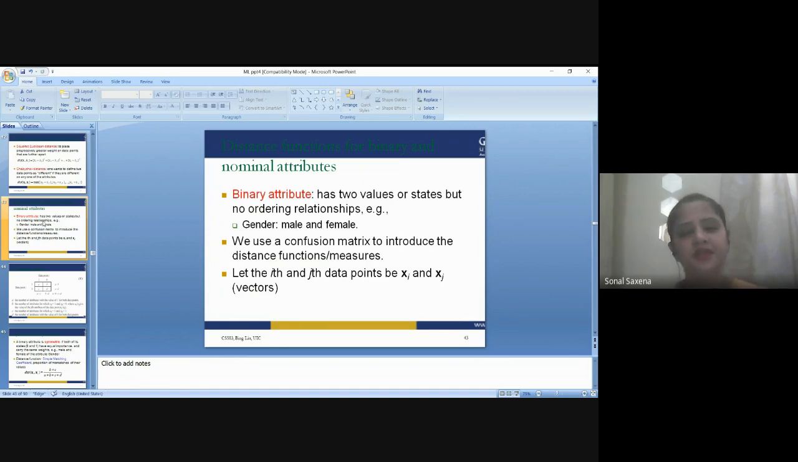Now, what are the distance functions for binary and nominal attributes? The last ones that we have seen were the functions for numerical attributes. But if you want to find the distance functions for binary and nominal attributes, then see, binary attributes have two values or states, but no ordering relationship, like gender.